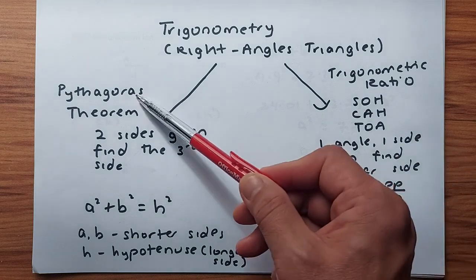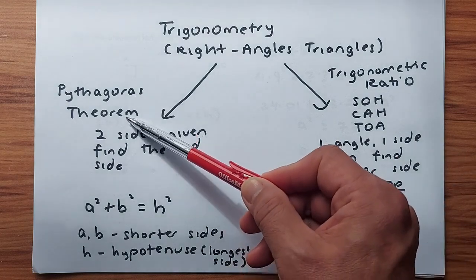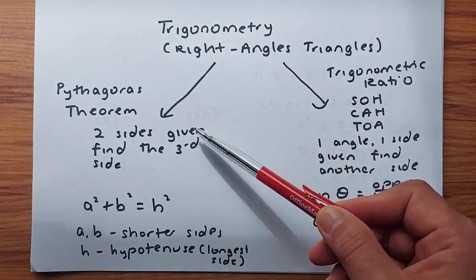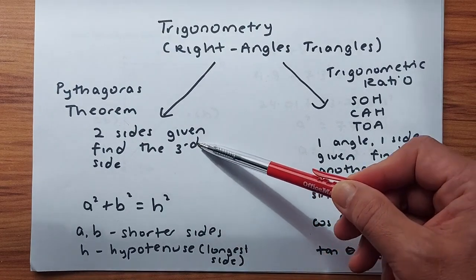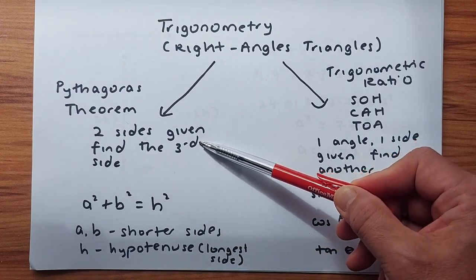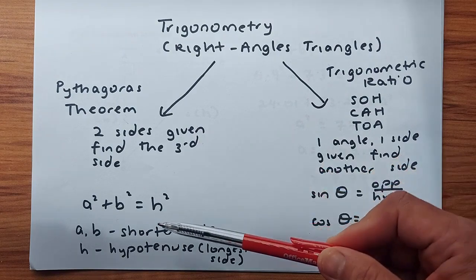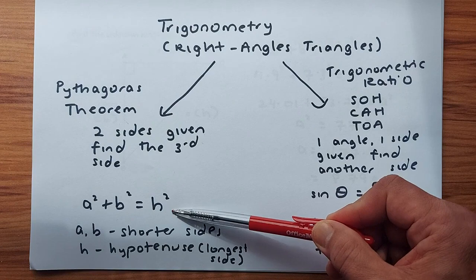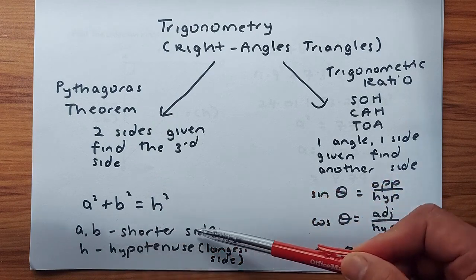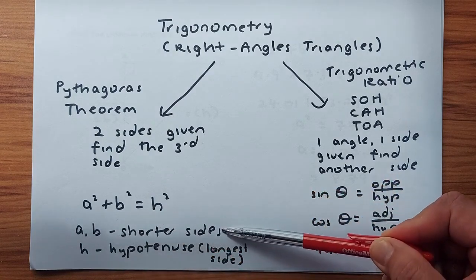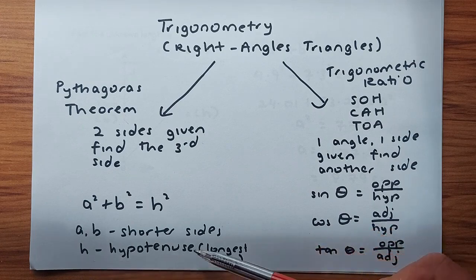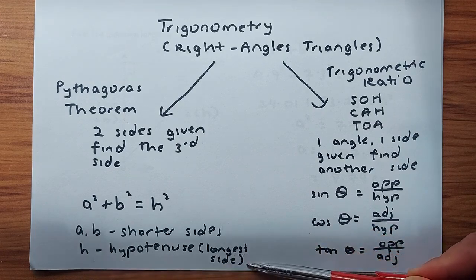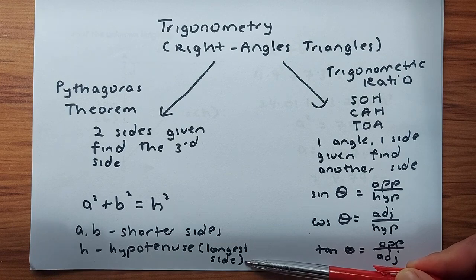The first way is called the Pythagoras theorem. The Pythagoras theorem is used when two sides are given and you need to find the third side. No angles are given except the 90 degrees angle. The formula is a squared plus b squared equals h squared, where a and b are the two shorter sides. It could be any one of them, and h is the longer side, the hypotenuse, and it is always found opposite the 90 degrees angle.